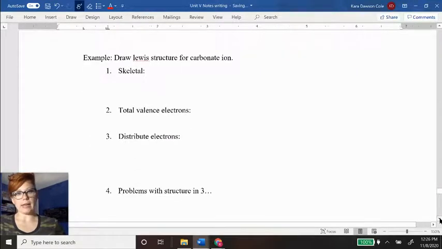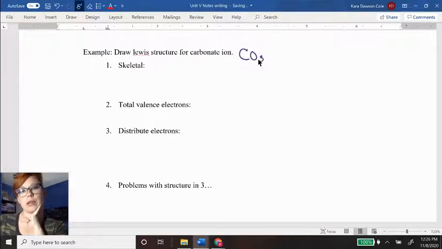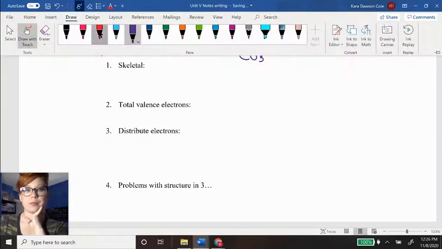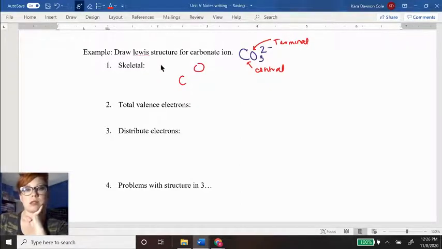Let's look at another example here. I've got the carbonate ion, CO3 2 minus. So again, carbon is going to be my central atom. Oxygens are going to be my terminal atoms. So skeletal structure, C's in the center. I have oxygen, oxygen, and oxygen around the carbon.